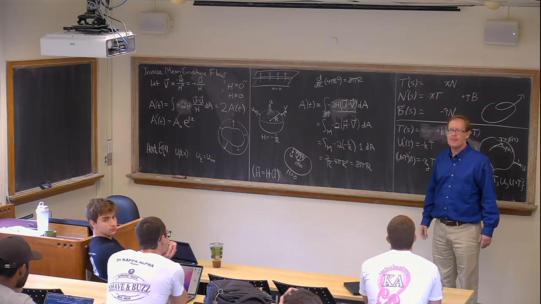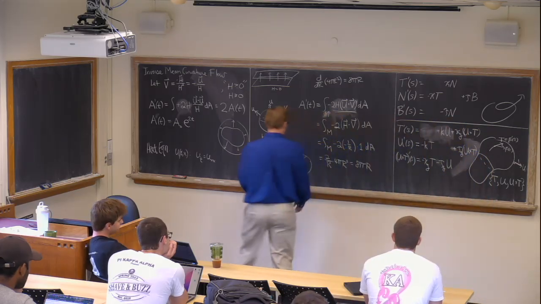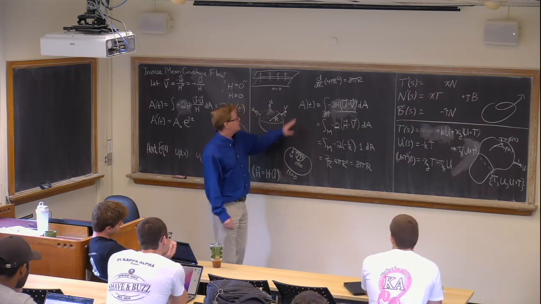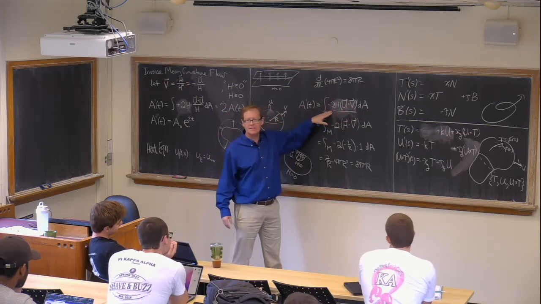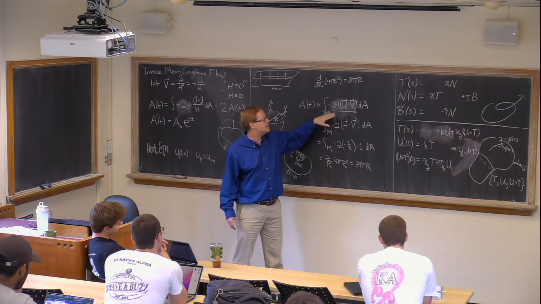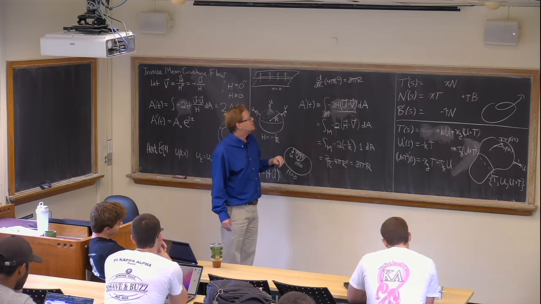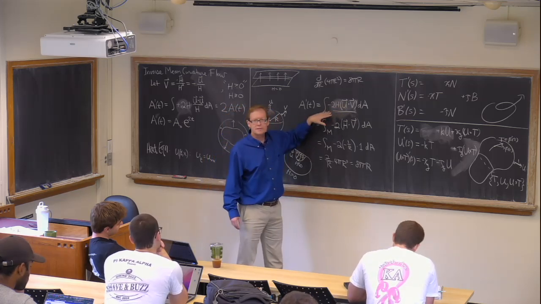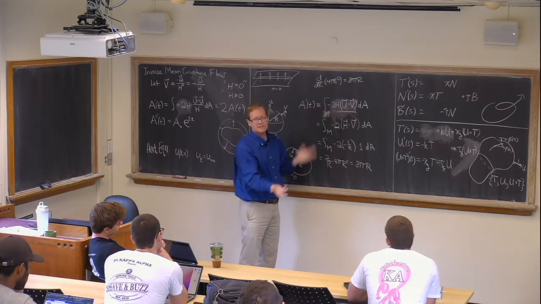Why would you get less area? Well, this A prime of t, this integrand has a sign. It's either positive or negative. So let's say v is always just flowing out. Then either this is positive or negative at each point. Where it's positive, that means the area is increasing. Where it's negative means the area is decreasing.